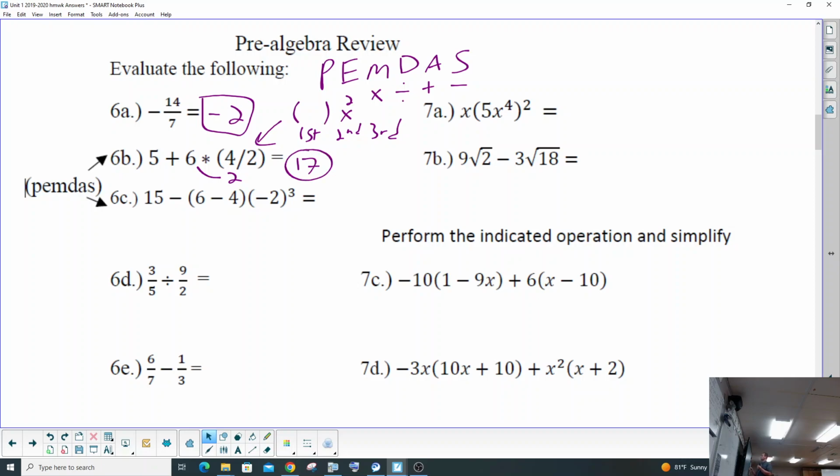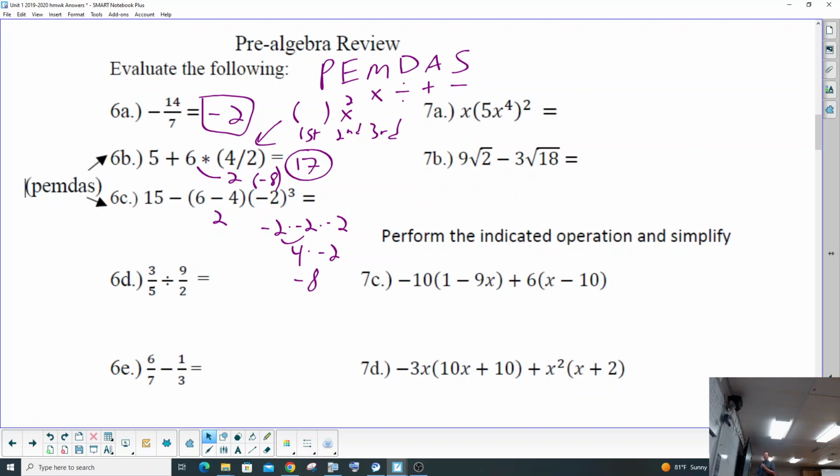Pre-algebra review. So don't forget this is -2 times -2 times -2k. And so that would be -2 times -2 is +4, times -2 is -8. So this thing right here is actually -8. But you're going to times it with a 2 and then subtract all that from 15. Cool.